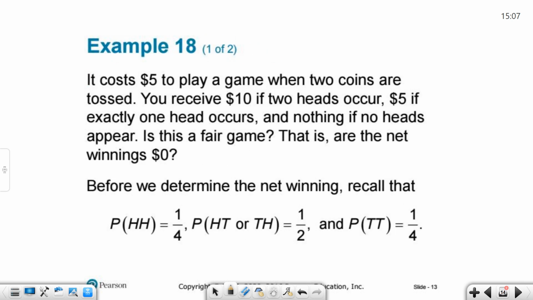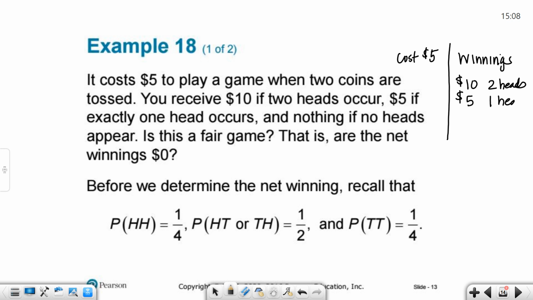All right, so it says it costs $5 to play a game when 2 coins are tossed. Okay, so your cost is $5. Your winnings are these. You're going to win $10 if you get 2 heads. You're going to get $5 if you get 1 head. And you're going to get nothing if there's 0 heads. Okay, and we want to see if this is a fair game.